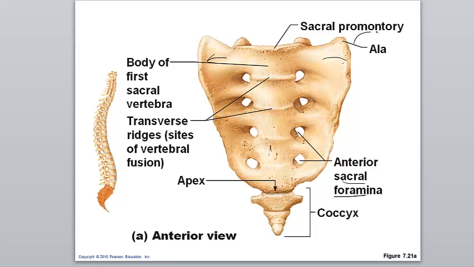This ala forms the posterior wall of your pelvic cavity. So your pelvic bone is going to come like that on both sides, right? So it's going to attach over here. Inferiorly, you have your coccyx attaching to the sacrum. I'm not going to ask too many questions in this area.